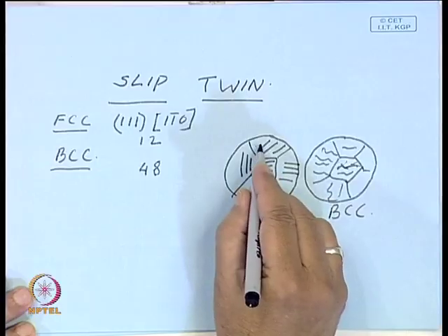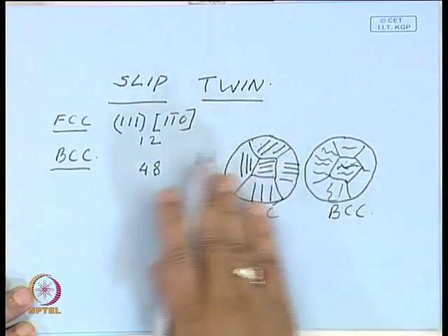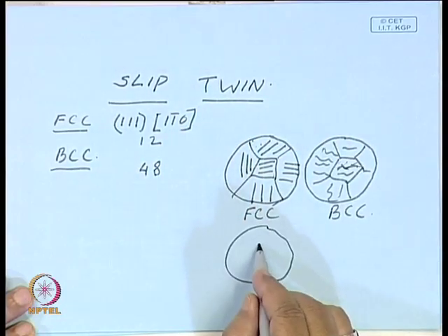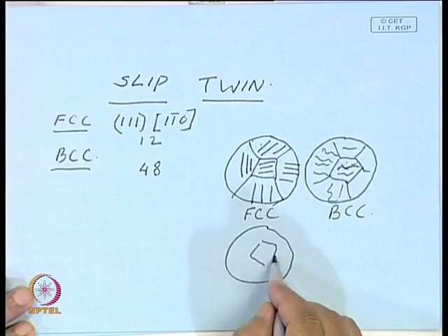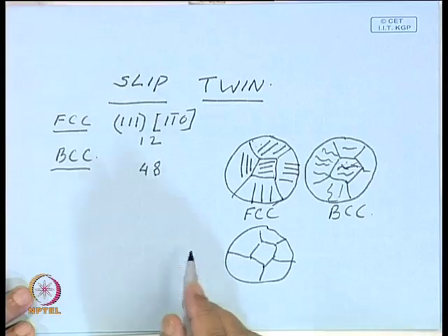Another important thing we learned, that slip on either side, the orientation is same. So, if you polish it, the lines will disappear, it will look like this, the lines will not be there.